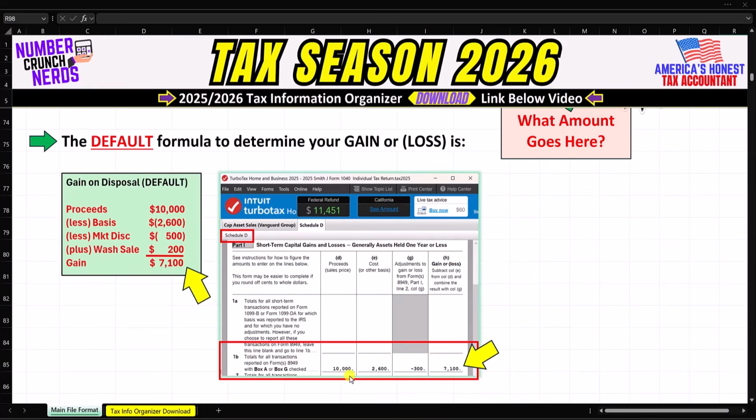There's the $10,000 of proceeds. There's the $2,600 basis. Right here, this minus $300 is going to be the net of the accrued market discount and the wash sale. And then the resulting gain in this situation is $7,100.